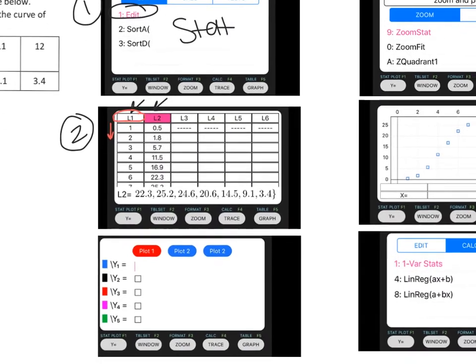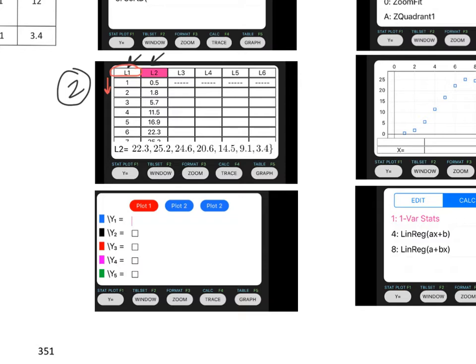Now the next thing you're going to want to do is turn on your scatter plot, because our scatter plot will allow us to see what kind of regression we should use. So what we're going to do is we're going to press y equals, and we're going to make sure we highlight plot 1. This will enable the scatter plot feature, so when we allow our specific zoom window to be enabled, we'll be able to see our scatter plot. So this was step 3, turn on your plot.